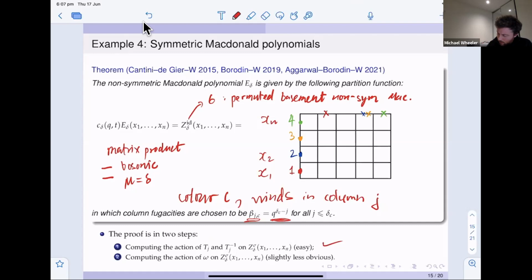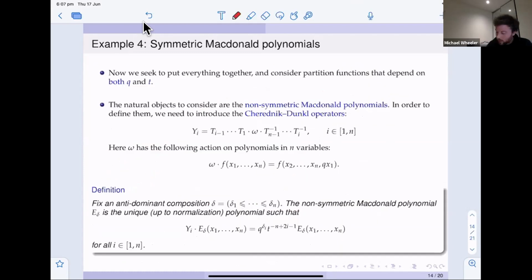And the second thing we have to be able to do is to compute the action of omega on these partition functions. And this is slightly more involved. But of course, those are the two things that we need, because if you look at the Cherednik-Dunkl operators, that's what they're composed of. They have the Hecke generators and their inverses, and you also have this omega here. So basically, we're trying to prove this eigenrelation.